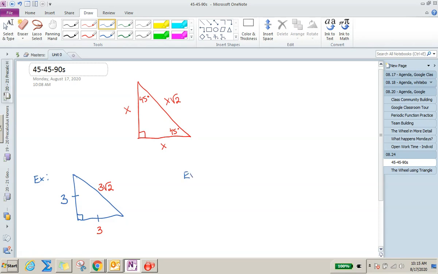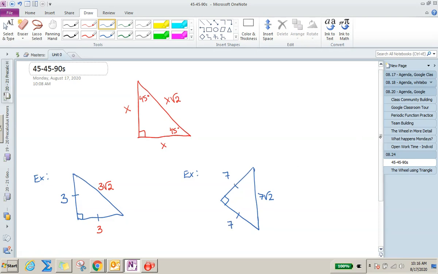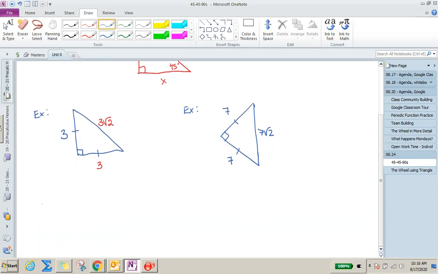Let's do another example. So now let's orient this triangle a little bit differently for some variety here. Let's say that we knew the hypotenuse was 7 root 2. Now, since 7 root 2 corresponds to the x root 2 side, how long are the other two sides of your triangle? All right, so these two sides are x, and so our x would be 7, and the legs are 7.